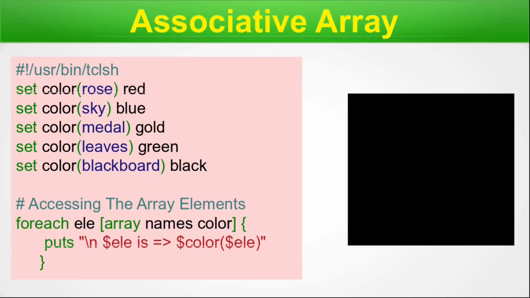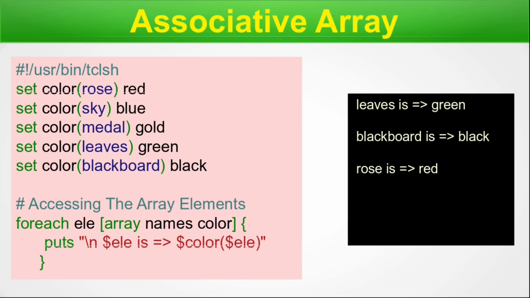Once we execute the code, the outputs will come like leaves is green, blackboard is black, rows is red, middle is gold and sky is blue. So this is the way you create the associative array and you access the elements by the key value pair using the foreach loop. Or if you want to access one particular element and its value, then there is no need for the foreach. You have to know the key name and accordingly you get the value. And we're done with this particular section. Let's move on to the next one.